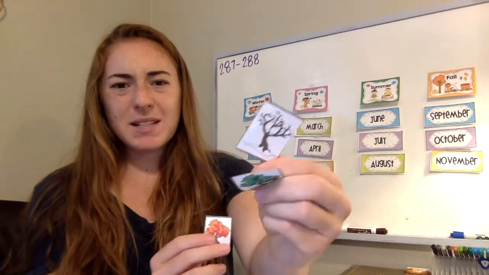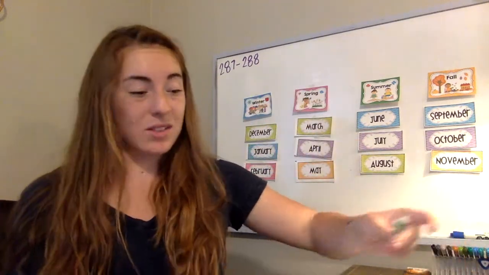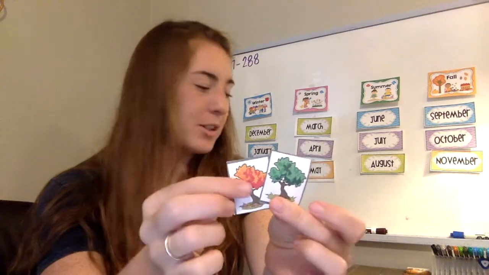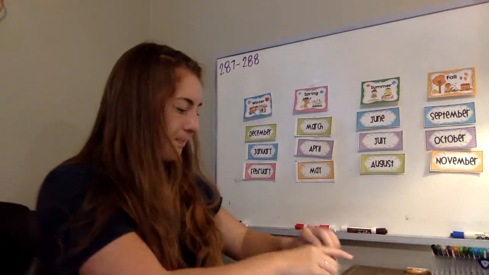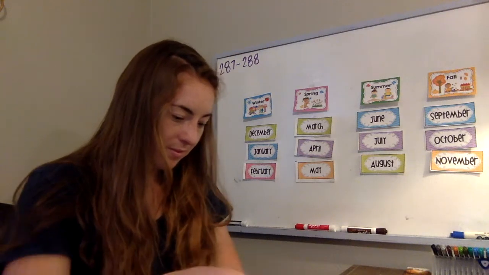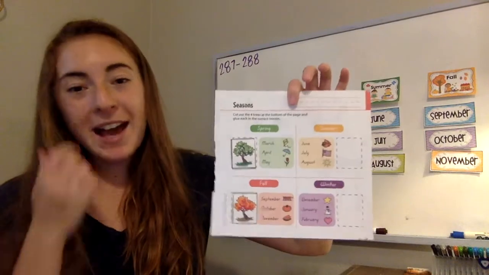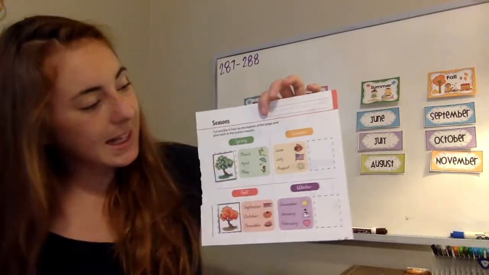Should we tape this one? No, there's no leaves. We have to show that leaves are falling. But remember I said that they sometimes change color? I think we should do this one. So now we have our 2 trees taped.